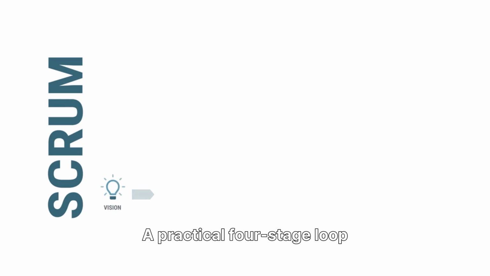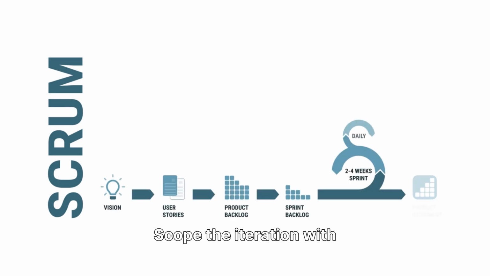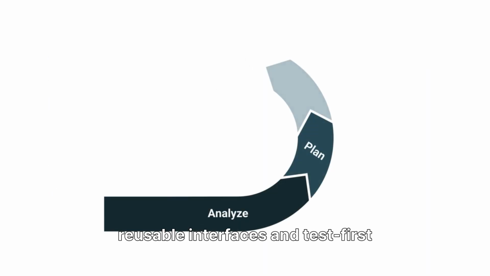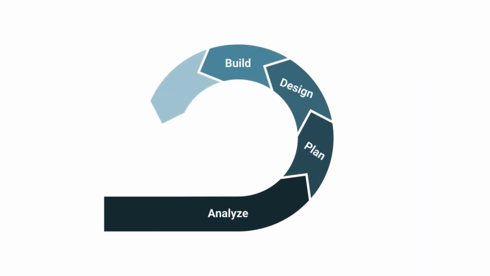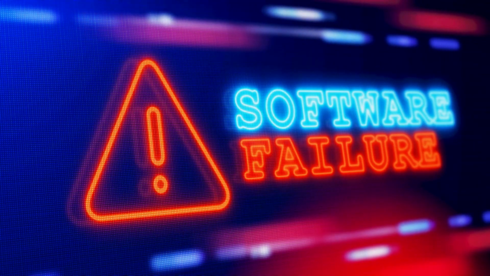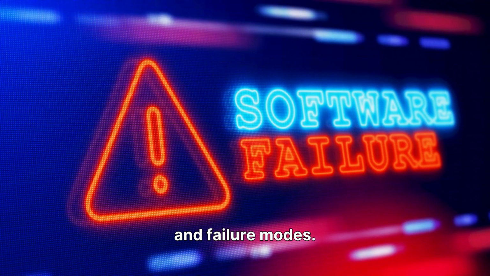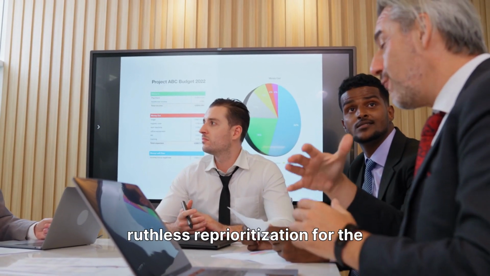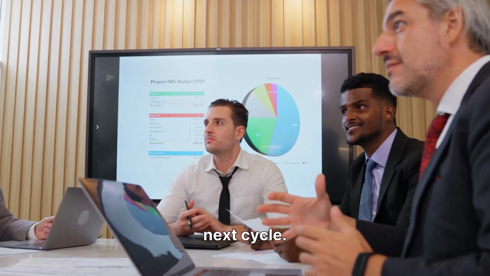A practical four-stage loop helps. Scope the iteration with value, done criteria, and risks on one page. Design and build with reusable interfaces and test first where possible. Verify not only functionality, but also performance trends and failure modes. Review and replan with stakeholder demos and a ruthless reprioritization for the next cycle.